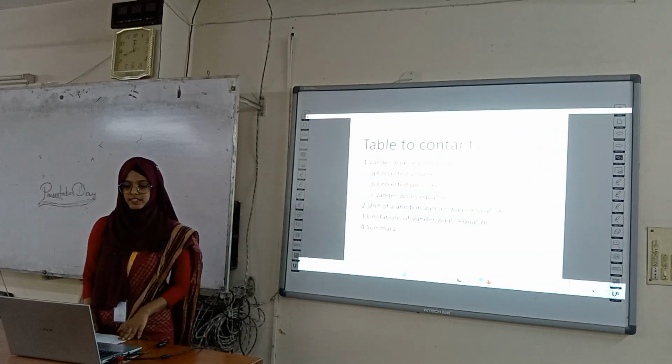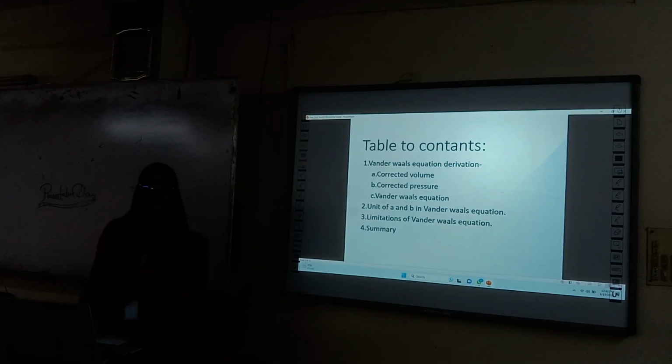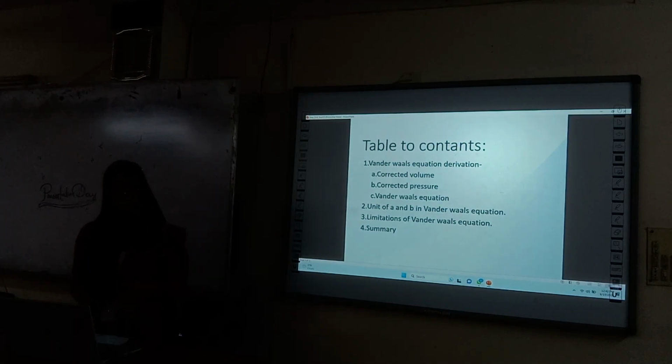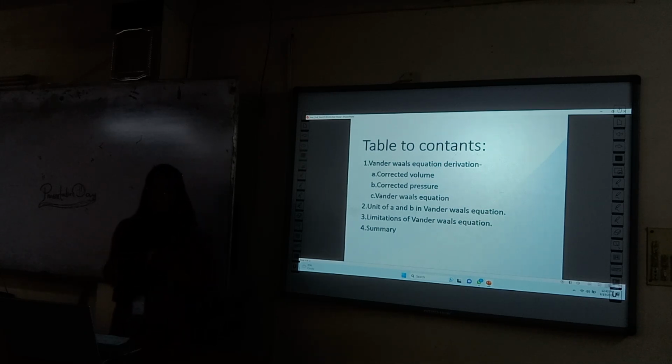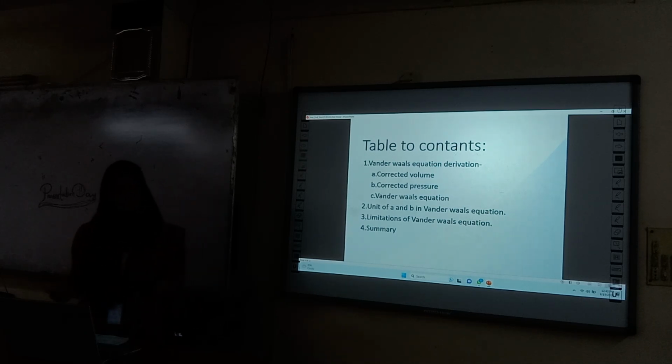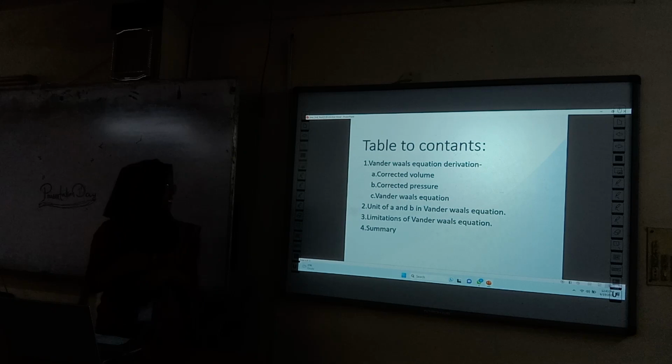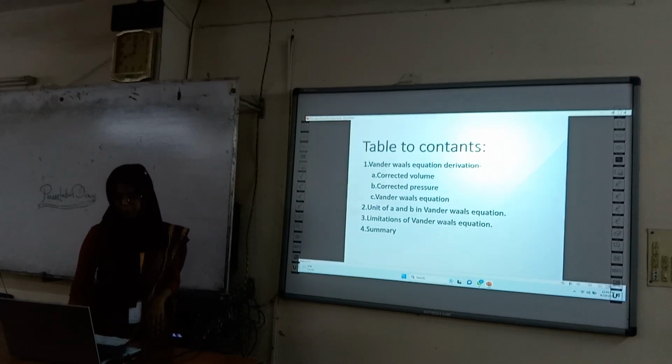Then the next slide, table of contents. Content 1 represents the Van der Waals equation derivation: corrected volume, corrected pressure, and the Van der Waals equation derivation. Then content 2 is the units of A and B in Van der Waals equations. Then content 3, limitations of Van der Waals equations. Then the last content, summary of Van der Waals equations.